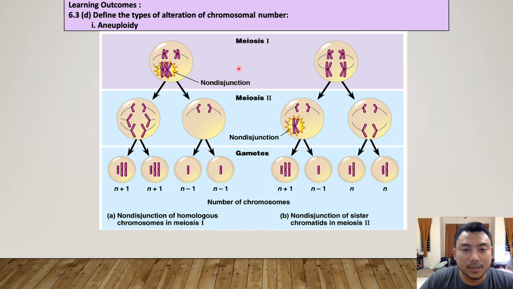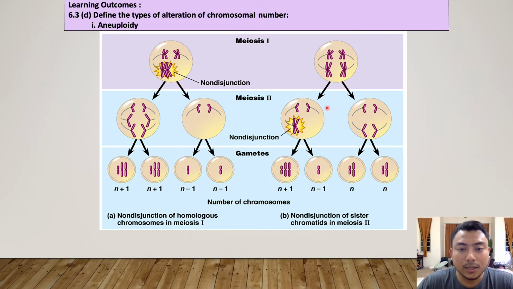So we look at this diagram. Let's say the non-disjunction occurs during meiosis 1, so we see this is the effect. So this cell here receives extra chromosome. Okay, whereas this cell here receives one chromosome less because that chromosome has joined to the other part. So eventually, after the meiosis 2, we have here n plus 1. Maknanya N tambah 1. Yang ni N minus 1. Sepatutnya ada 2 kan? So dia N minus 1, dia kurang 1.